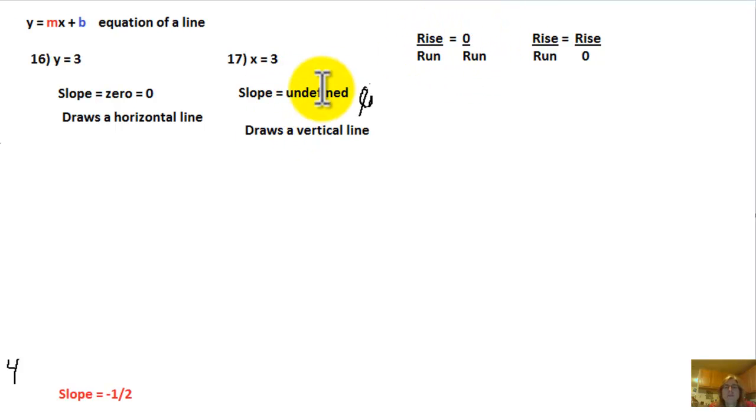So that's really where this comes back to. The reason this ends up undefined is because when drawing a vertical line, your run, or the way you're going side to side, doesn't exist. You can't go side to side, so it's 0, and you cannot have 0 in the denominator. You can still draw a graph with x equals 3, you just don't have a defined slope. Okay, and I hope that helps explain some of that.